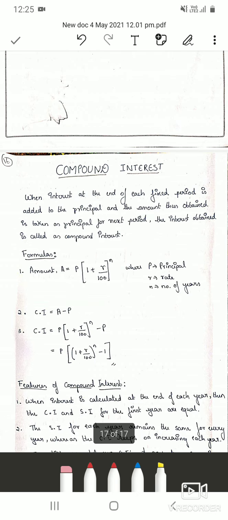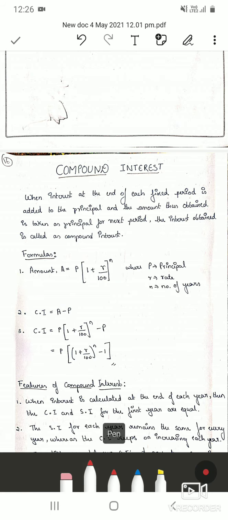So when interest at the end of each fixed period is added to the principal and the amount thus obtained is taken as the principal for the next period, the interest obtained is called compound interest. So this is what we had seen in the example. Now we will see the formulas. The formula for amount is P into 1 plus R by 100 whole raised to N. It is in powers, not multiplication. So don't write it as into N, it is raised to N.